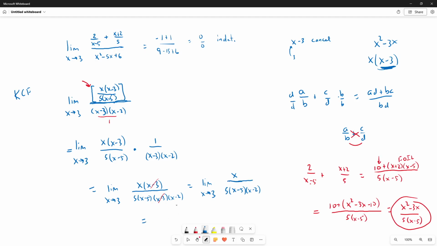And the final answer will now be obtained by plugging in x equals 3, and if possible, simplifying the resulting fraction. It's going to be 3 divided by 5 times 3 minus 5, which is negative 2, times 3 minus 2, which is 1. So it looks like we have 3 divided by negative 10, which is the same as negative 3/10. The negative can be put in front of the fraction. So 3/10 with a negative. Negative 3/10. Final answer.